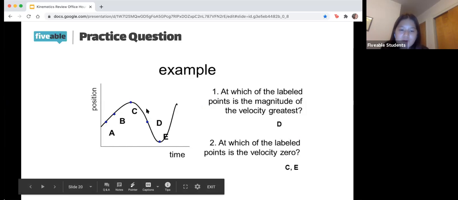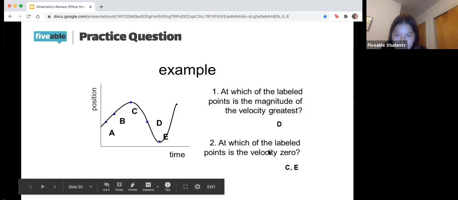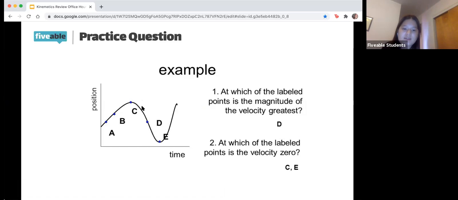Where it's curved, you can still find the slope. You just have to find the tangent line at that one point. That's how you find the slope at a point. Don't worry about the labels for the magnitude. Look for the steepest, the one closest to vertical, the biggest drop, because that will give us the greatest. So we only care about magnitude.